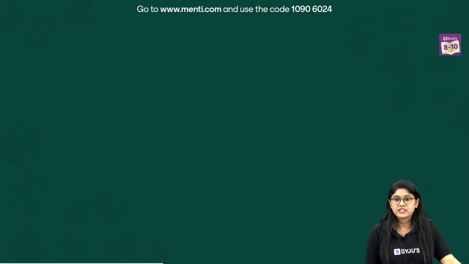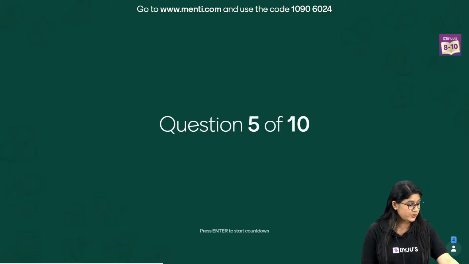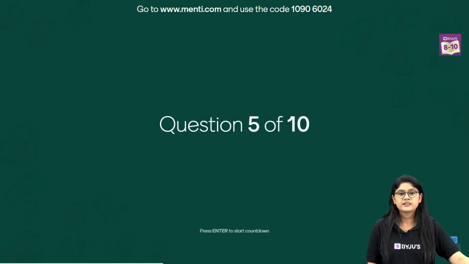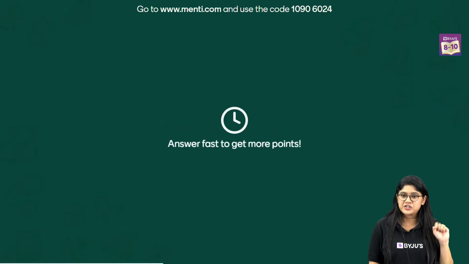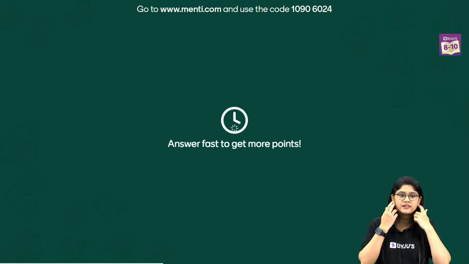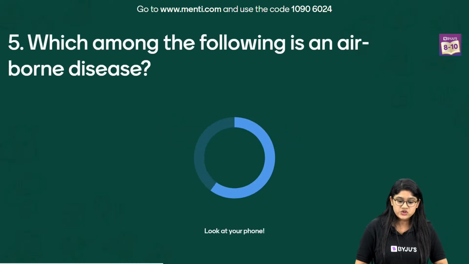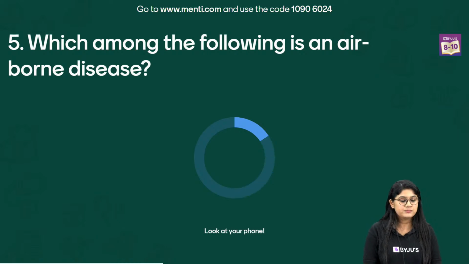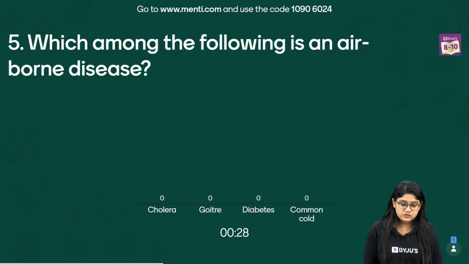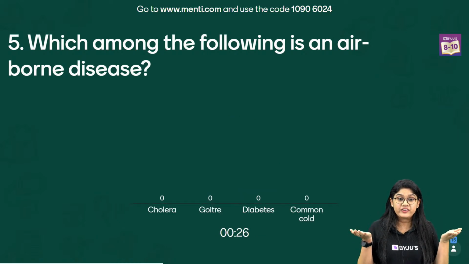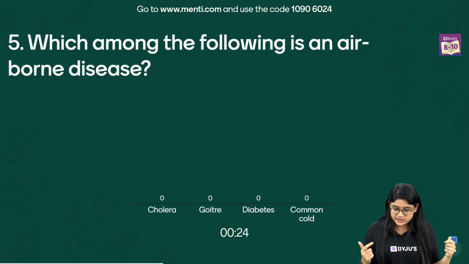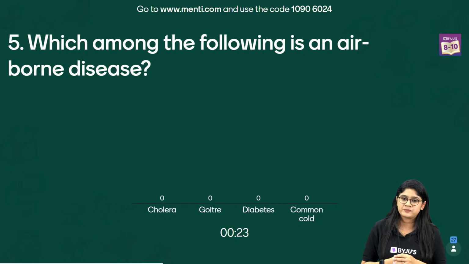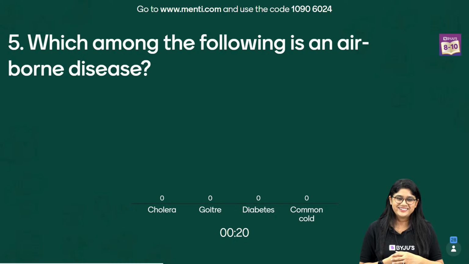Here we have the next question. Question number 5, everyone. Which among the following is an airborne disease, which is spread using the medium of air? We have cholera, goiter, diabetes, and common cold. I'm sure you know the answer. It's really very easy.